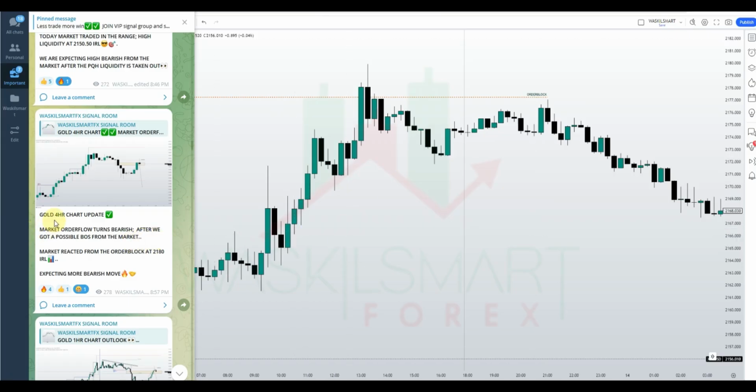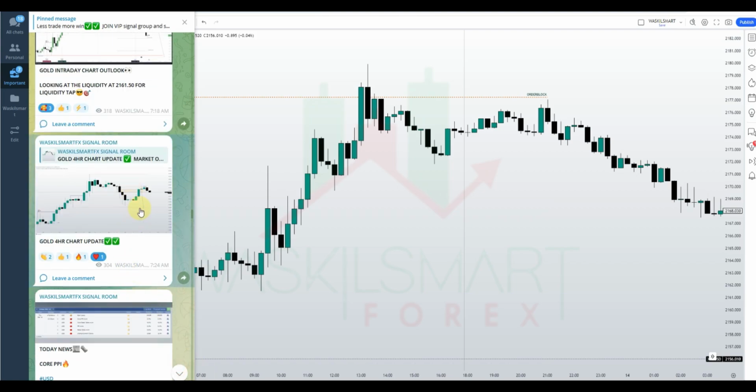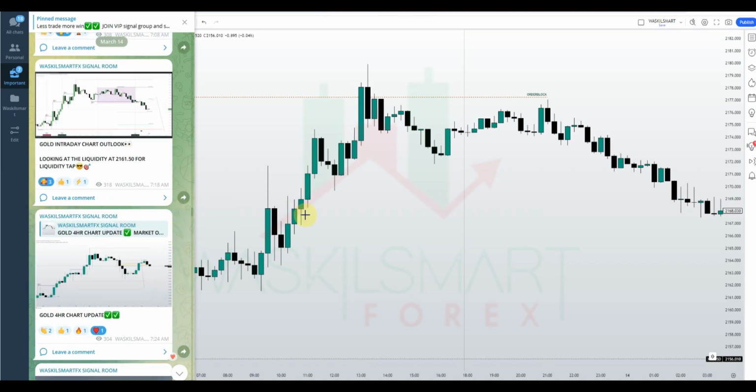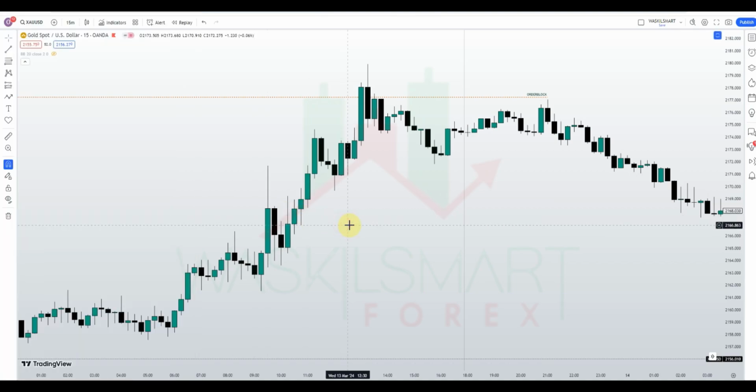You can see what I wrote here, gold 4 hours chart update, market order flow. So I was expecting a bearish move. I was expecting market to go bearish. So that was what I was expecting. You can see how market was going bearish, and that is what fulfilled my higher time frame structure zone for me to be a seller.